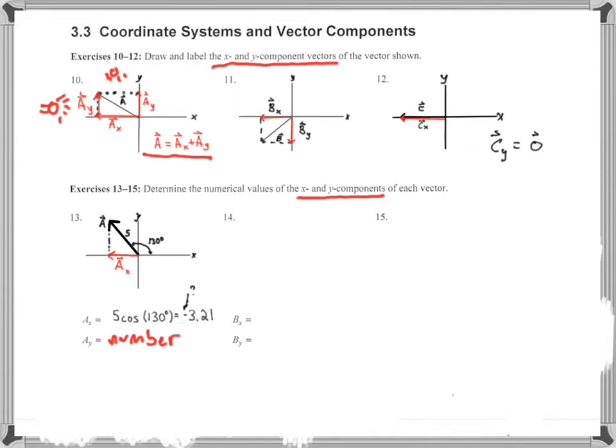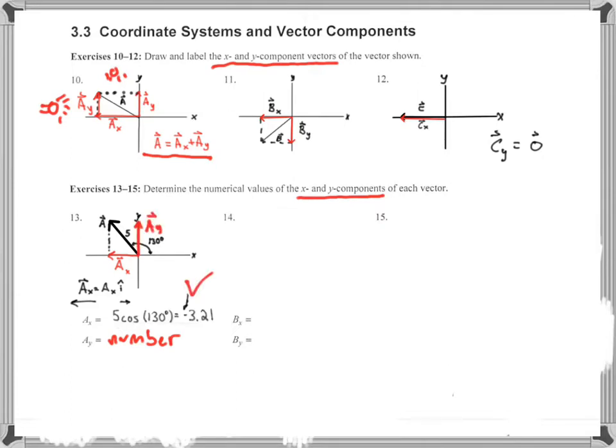Notice that the calculator, when you put in cosine of 130, also gives you the answer as a negative number. So check to see if it makes sense. Take a look and see that Ax, a component vector, points to the left. As we said, since i hat points to the right, Ax must be a negative number. So that negative number is correct. This is what we expect, given that the Ax component vector is opposite to i hat. So that minus is correct.